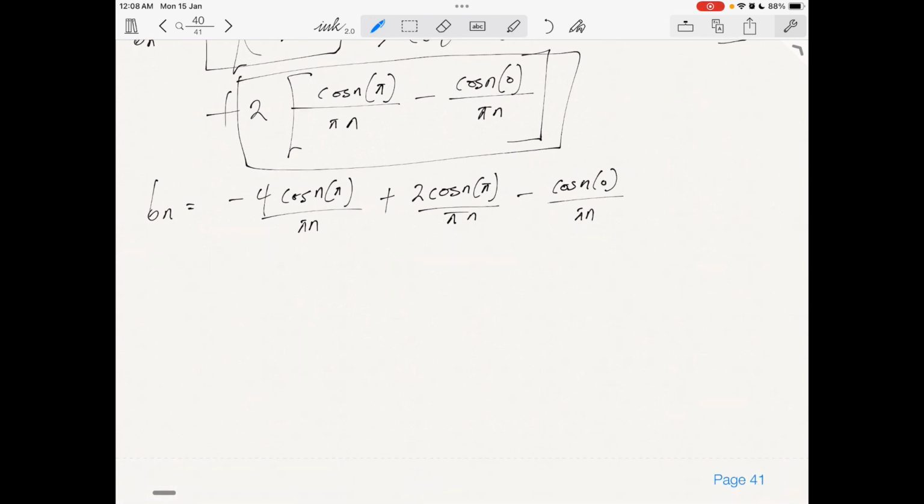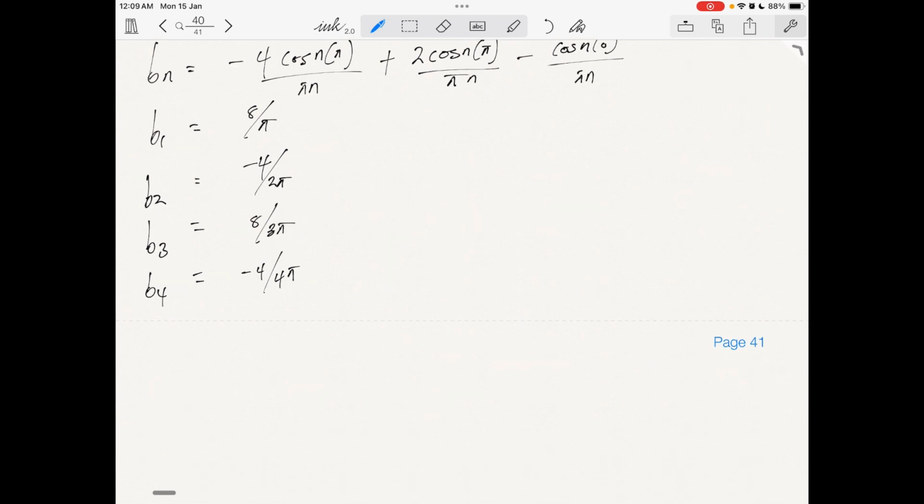Now we can see that this is familiar. So we can evaluate values of B1, B2, and even B3 and B4. We can pause the video and evaluate the values, and we can see that B1 is 8 over pi, B2 is minus 4 over 2 pi, B3 is 8 over 3 pi, and B4 is minus 4 over 4 pi.